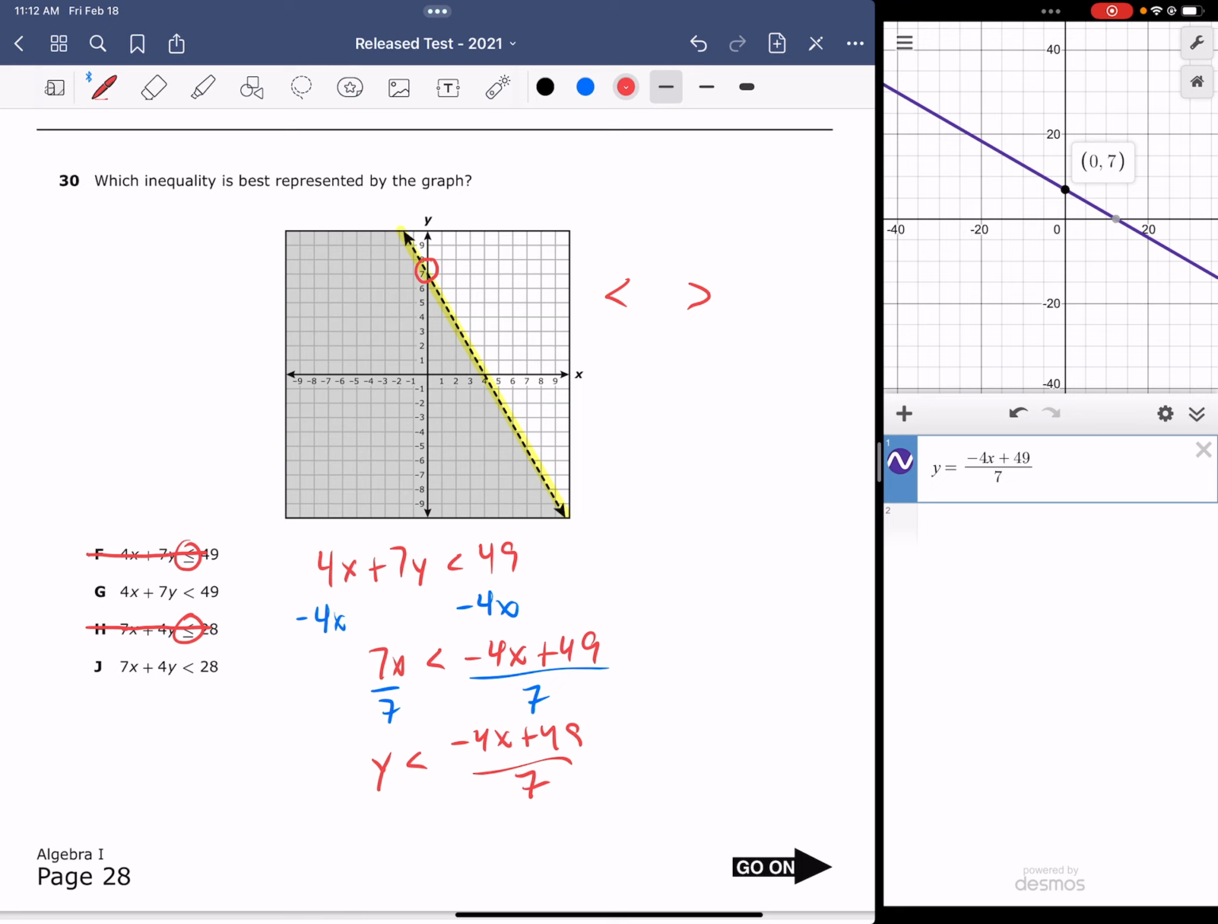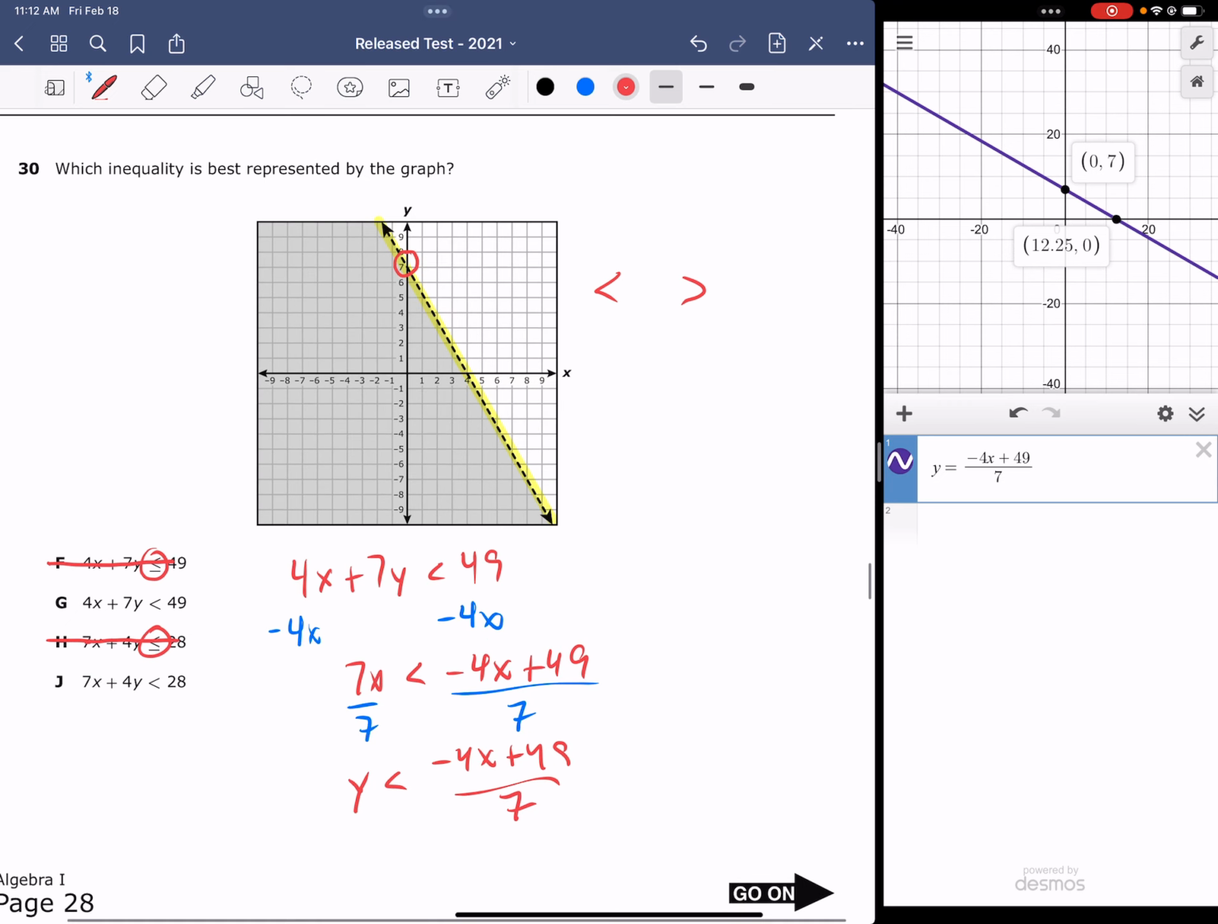But it crosses the x-axis at 12.25, and you'll notice that our line crosses at 4. And so I feel pretty confident that G is not the correct answer, but I'm going to go ahead and try J just to make sure.